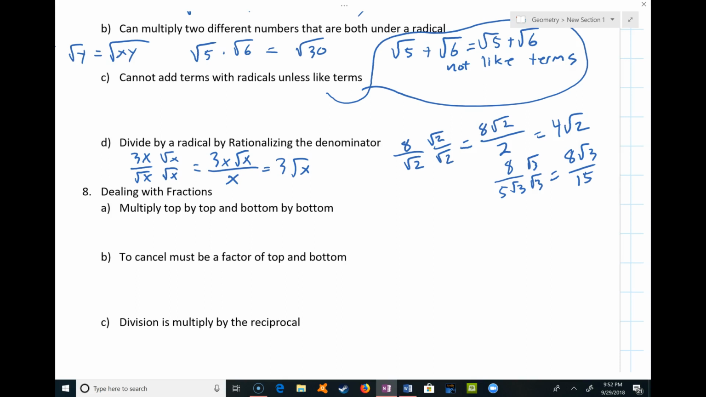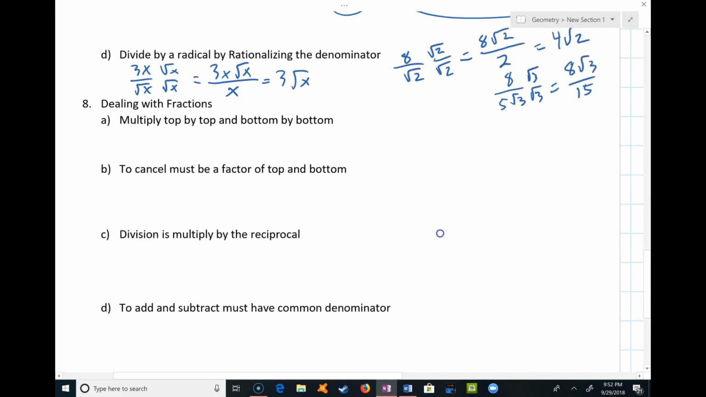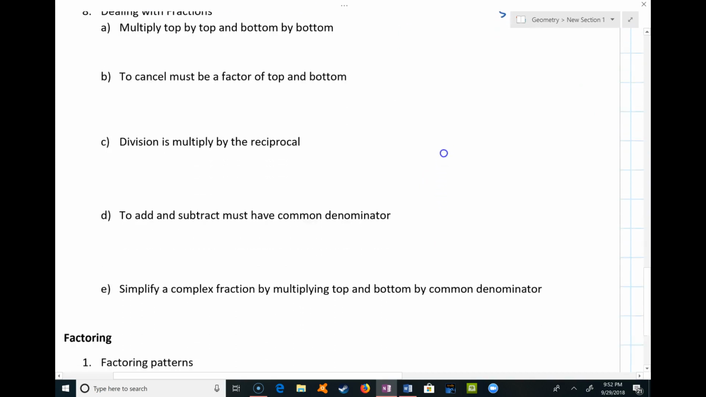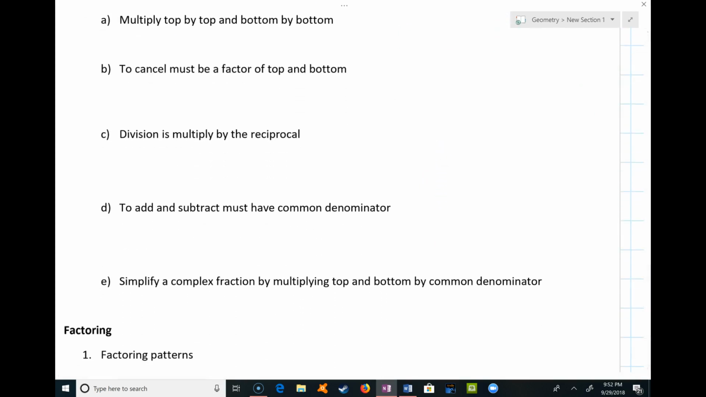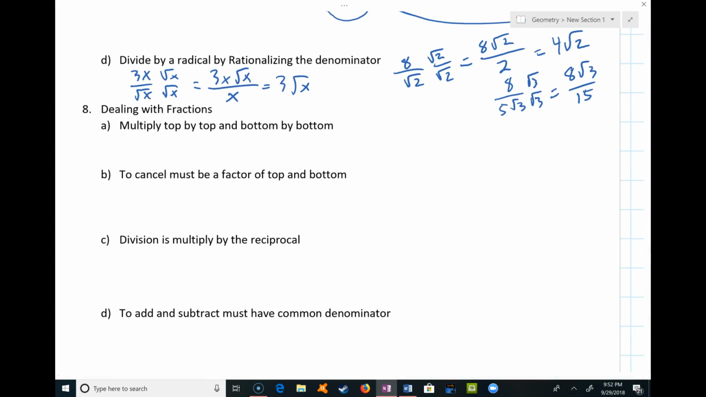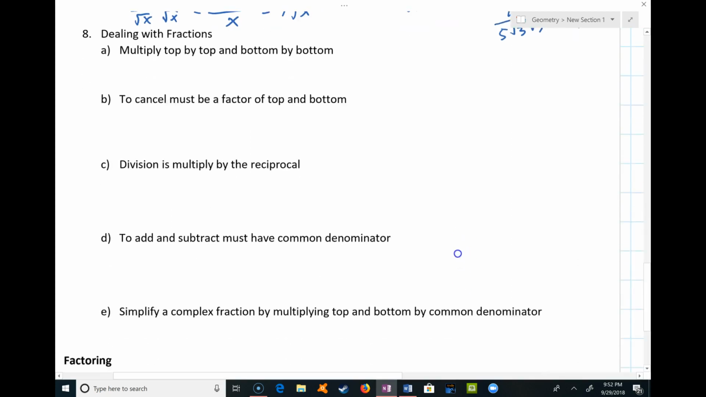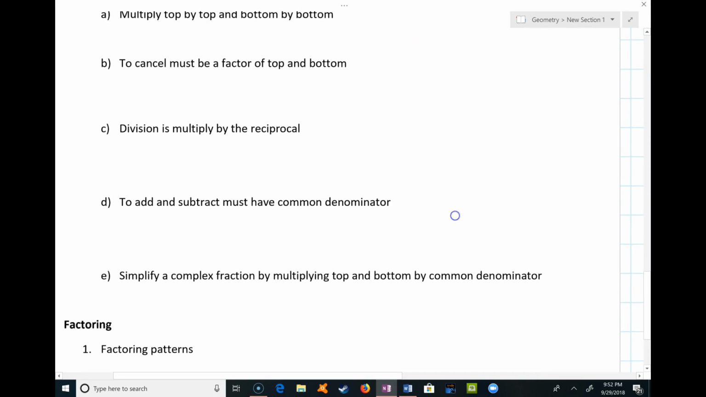There's basically 1, 2, 3, 4, 5, 6 things you need to keep in mind about fractions when you're multiplying them. And then, of course, in the process of multiplying, we often cancel. Division is very closely related to multiplying. And then we need to be able to add and subtract fractions, and we can do that by getting a common denominator. And finally, we need to be able to handle some complex fractions.